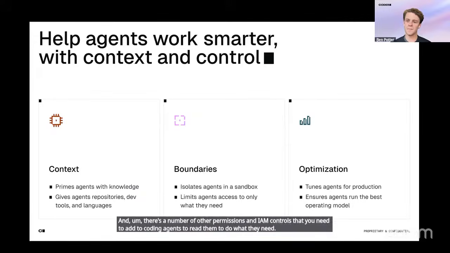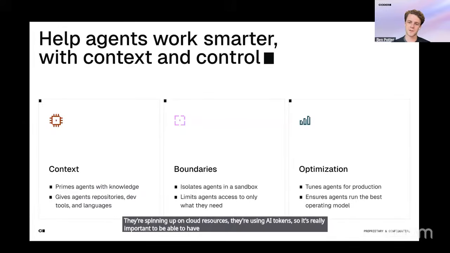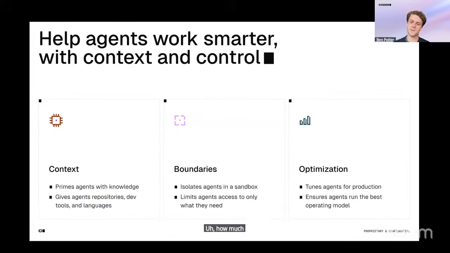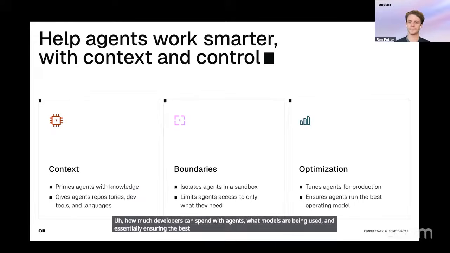And then finally, optimization is incredibly important too. These things are expensive. They're spinning up on cloud resources. They're using AI tokens. So it's really important to be able to have fine-grained controls on how much developers can spend with agents, what models are being used, and essentially ensuring the best results occur.